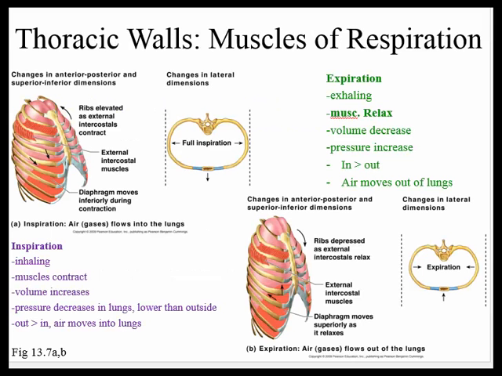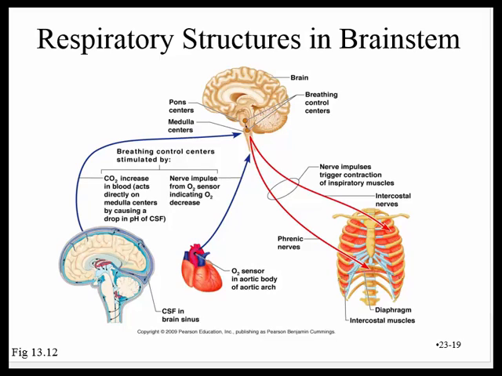Remember, we just talked about how with inspiration, anytime you inhale, the diaphragm and the external intercostal muscles, which are between the ribs, have to contract. In order for that to happen, we can look at this chart here. Here is the medulla oblongata, and here's the pons. These have the respiratory centers, and these will stimulate the movement of those muscles. Remember that the diaphragm is stimulated by the phrenic nerve, and the intercostal muscles are stimulated by the intercostal nerves.